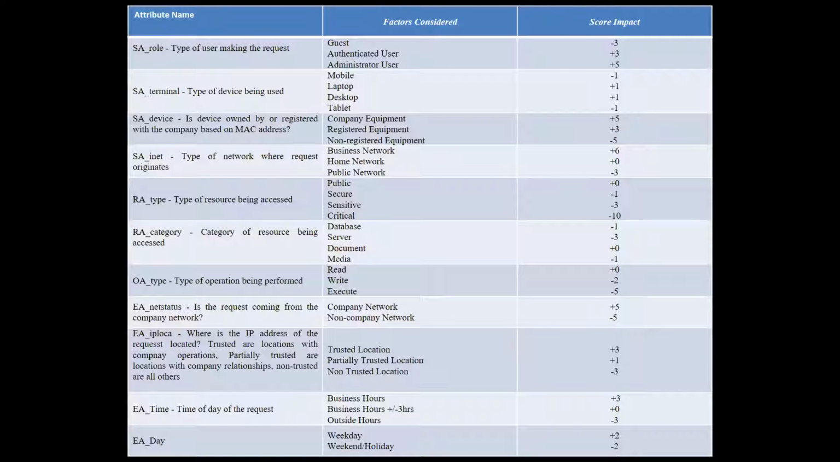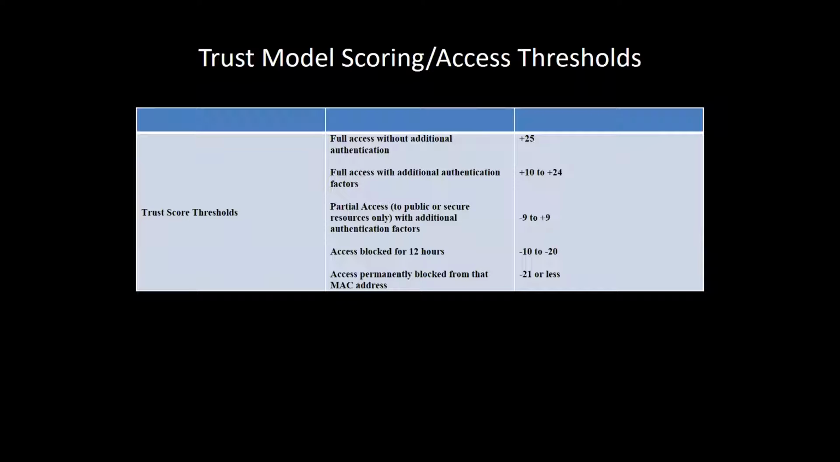And whether the user is accessing the system from a trusted location or non-trusted location, whether the access is within the business hours or outside the business hours, whether it's a weekday or weekend. So based on that, there is a score impact. For the network type, if you are considering the company network or non-company network, it's company network +5 and non-company network -5. So these are the different attributes and the score impact, which is very important for our trust model.